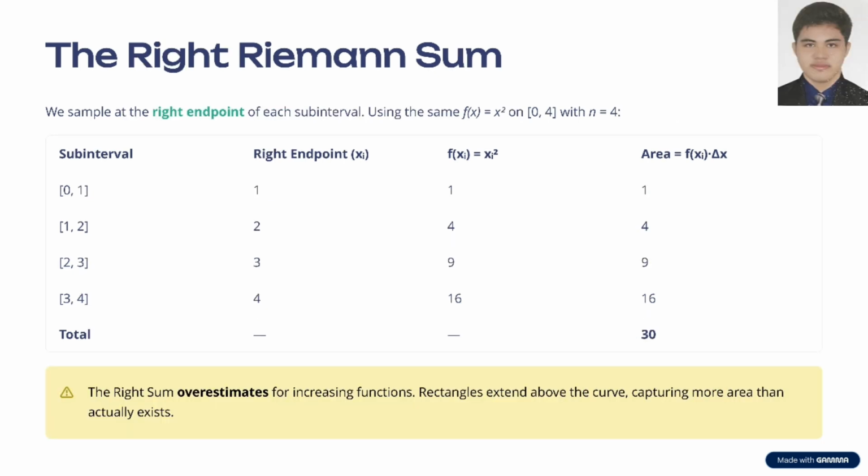Next is the right Riemann sum. This method uses the right endpoint of each subinterval as the rectangle height. Using the same function and interval, the right endpoints are 1, 2, 3, and 4. When we calculate the areas using those values, the total comes out to 30. For increasing functions, the right Riemann sum overestimates the area because the rectangles extend above the curve.